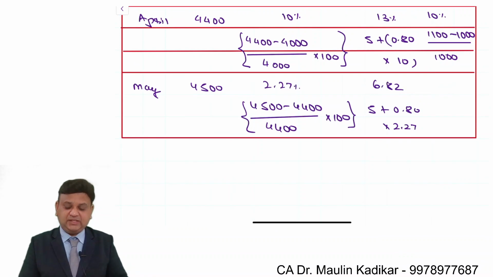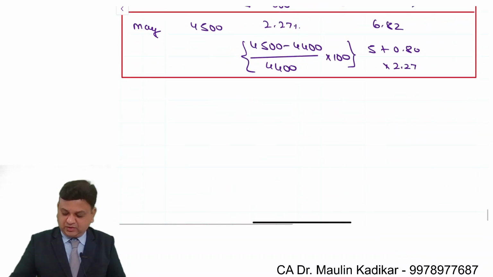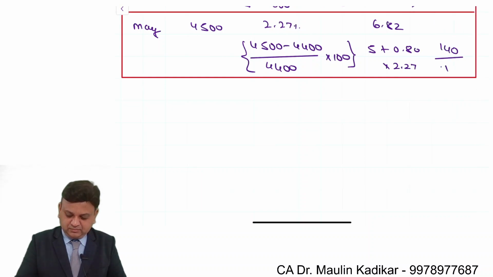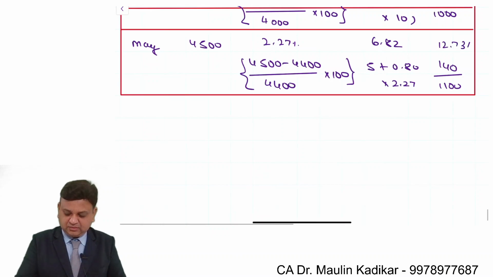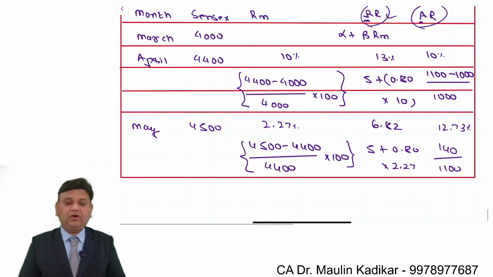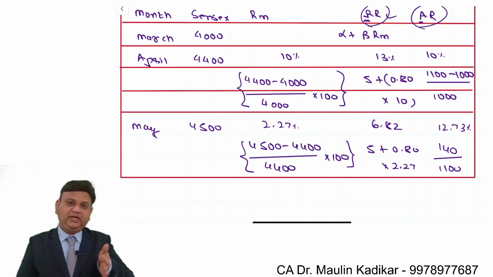On the other hand, the security has given a return of 1240 minus 1100, that is 140, divided by 1100 into 100. That comes to 12.73%. This is the way year on year you can compute the actual return. It is to be compared with the return that it should generate.